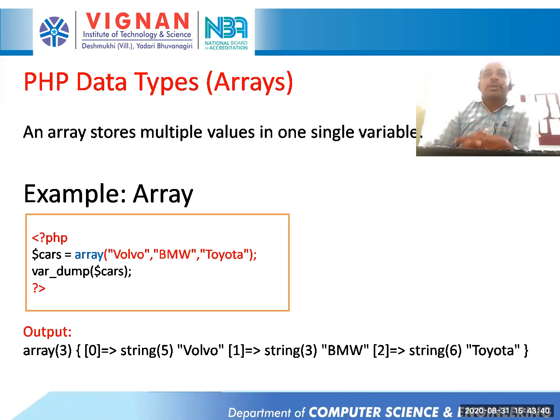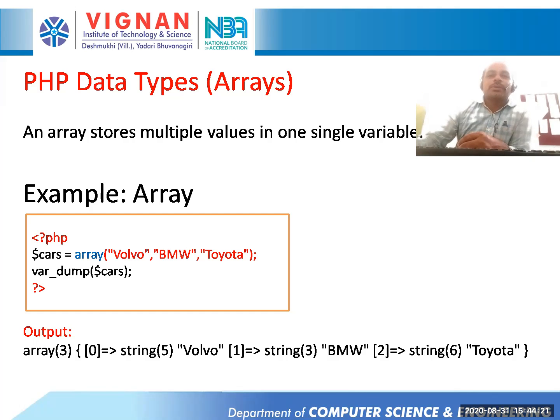Next, another data type supported in PHP is arrays. Arrays are a group of homogeneous elements which are referred to by a single variable name, or an array stores multiple values in one single variable name. In this example, to create an array in PHP, $cars equal to array. Array is a function which is used to create arrays in PHP, and Volvo, BMW, Toyota are elements of the array. The arrays can be initialized by passing values or parameters to the array function.